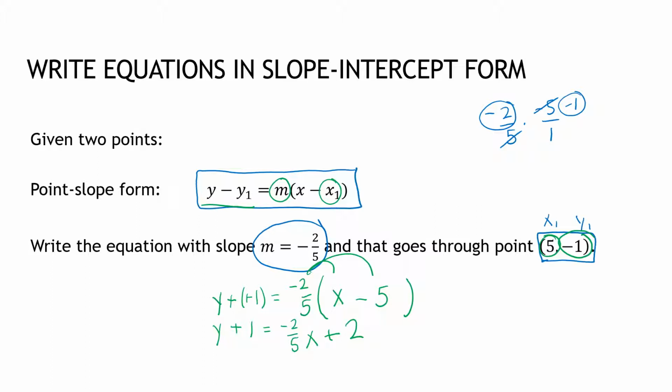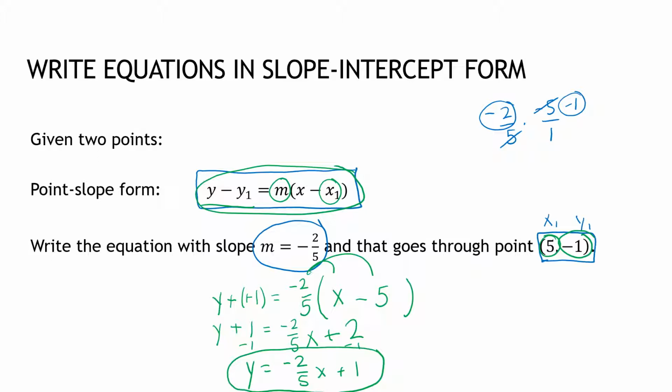I'm not quite to where I want to be because remember I want y equals, so I'm going to subtract 1 from each side. Y equals negative 2/5 x, and again I'm subtracting 1, which gives me plus 1. So that is my solution. And again, that wasn't very painful. I just need to remember that point slope form to help me get started.